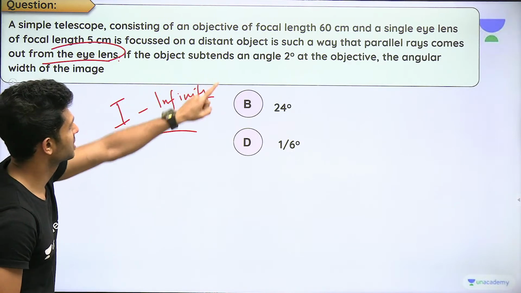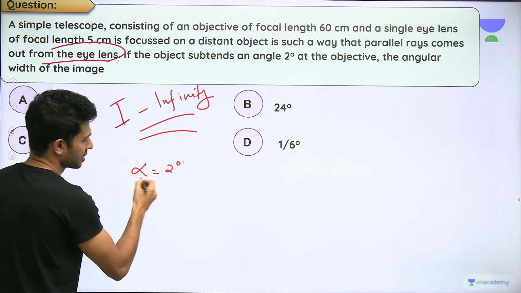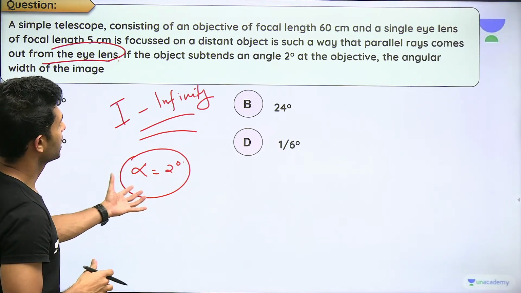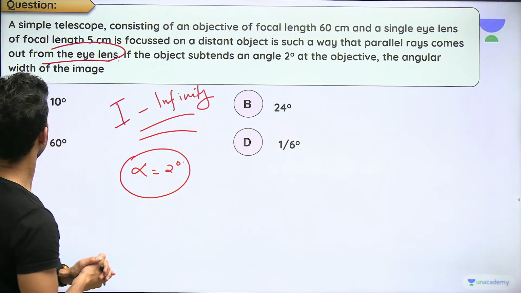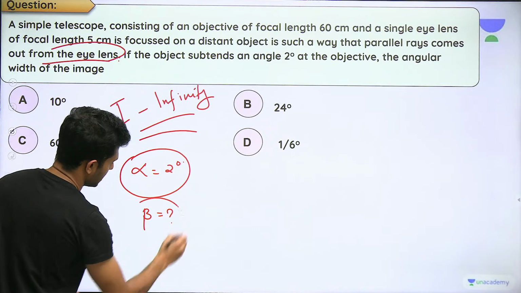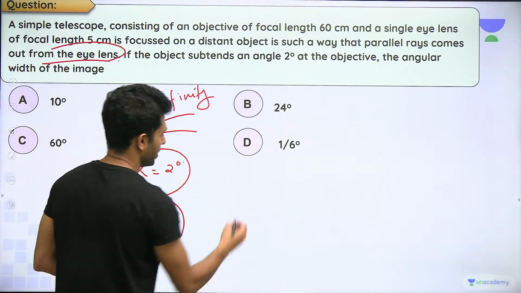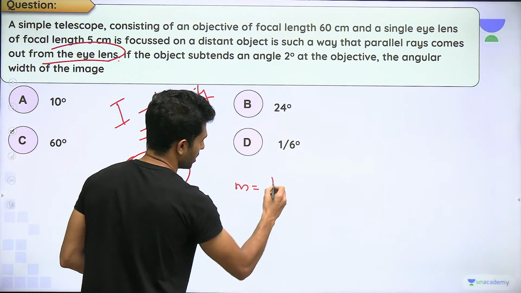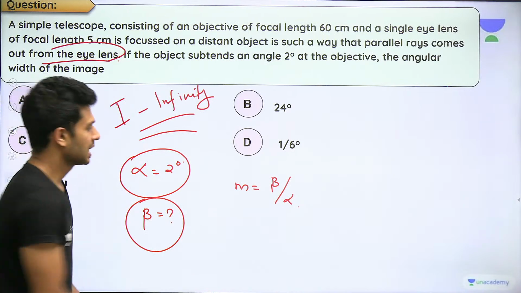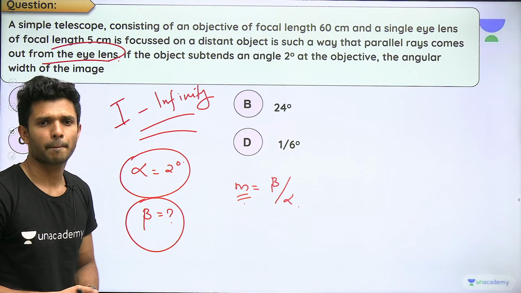If the object subtends an angle of 2 degrees, what is it? Alpha. The angle subtended by the object is actually called alpha. The angular width of the image, beta. The angle made by the image is the question. When alpha and beta come, you know that the only equation is magnification is beta by alpha. But nothing is directly given related to magnification.